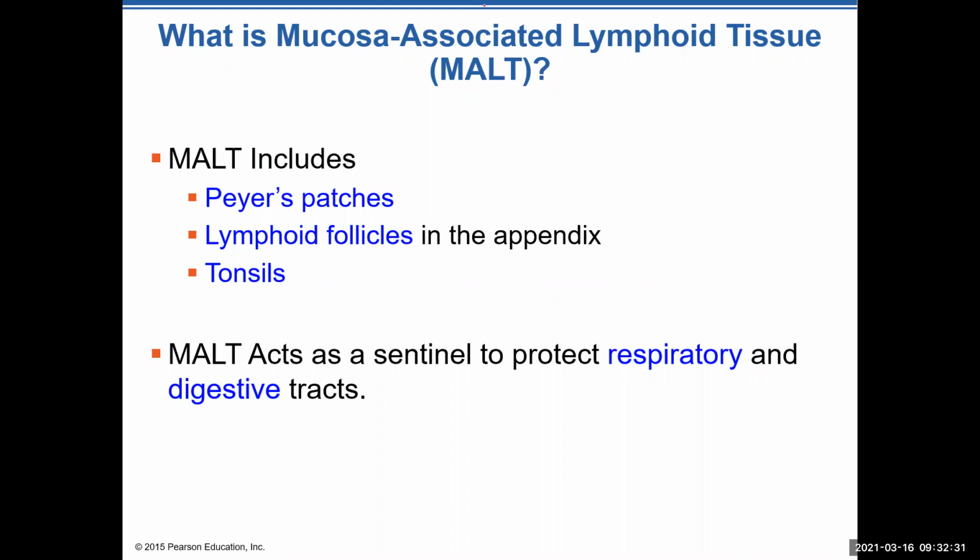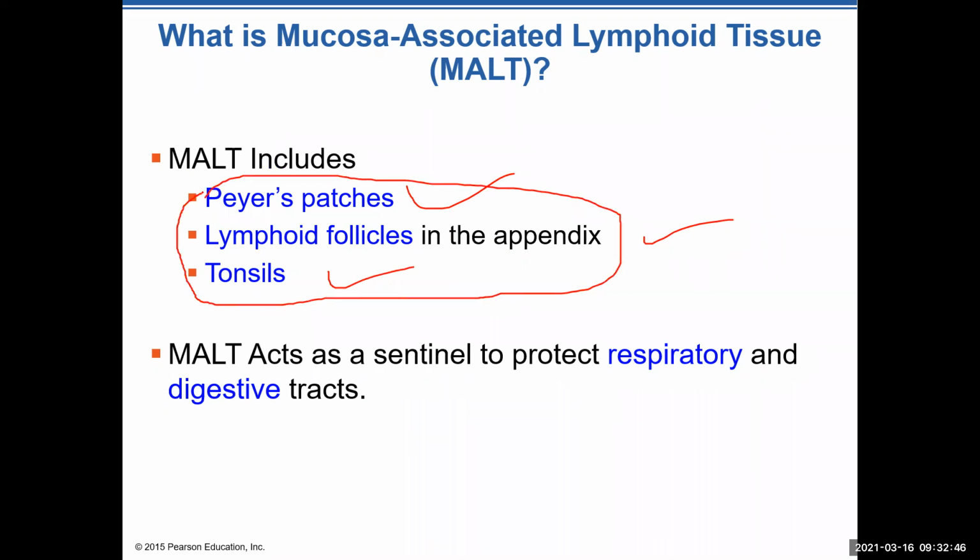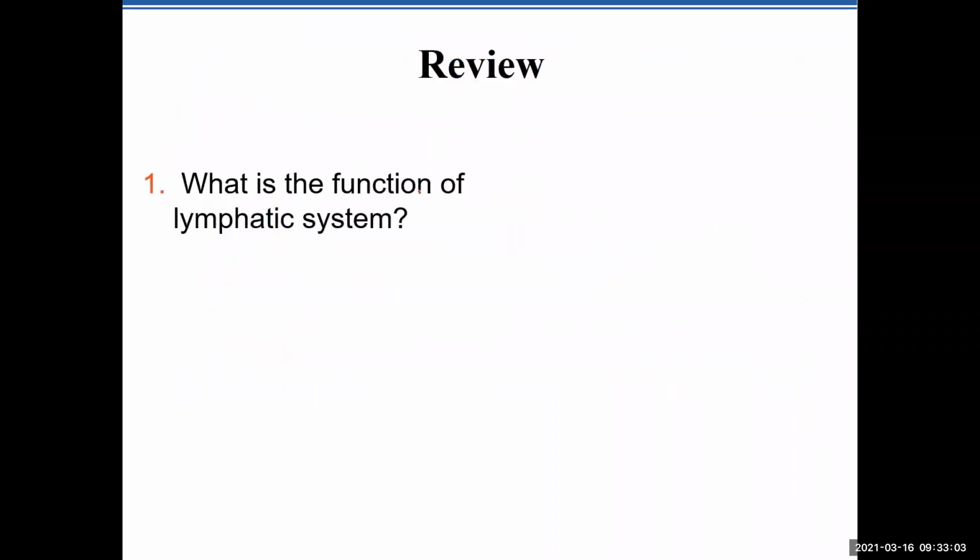Then MALT. What is MALT? Mucosa associated lymphoid tissue. So whether it's a Peyer's patch, or a lymphoid follicle in the appendix, or whether we talk about tonsils, all these three organs together are called MALT, because they not only protect our respiratory system, but they also protect our gut. So together they're called mucosa associated, because we have a mucous membrane not only in the respiratory system, we also have the mucous membrane in the digestive system as well.